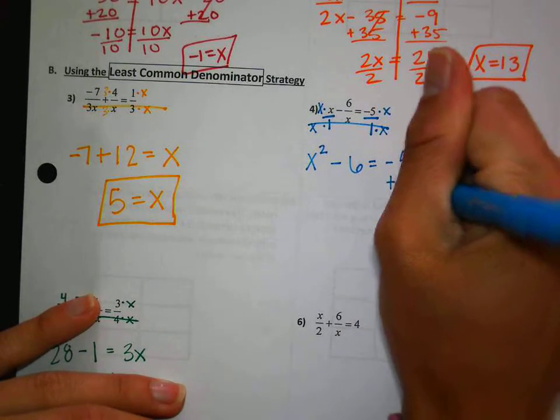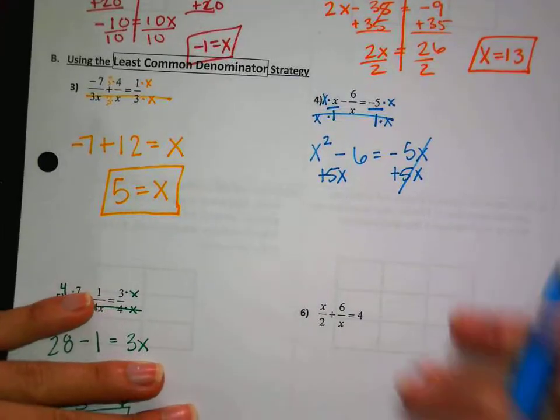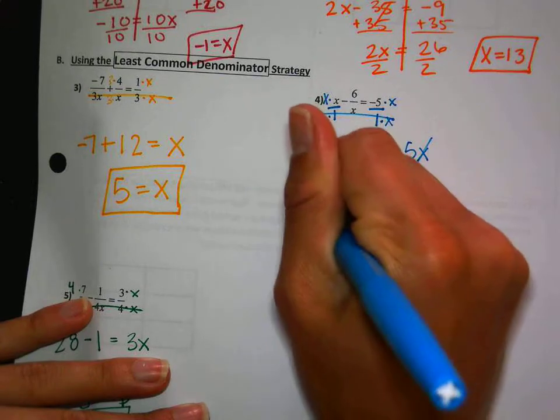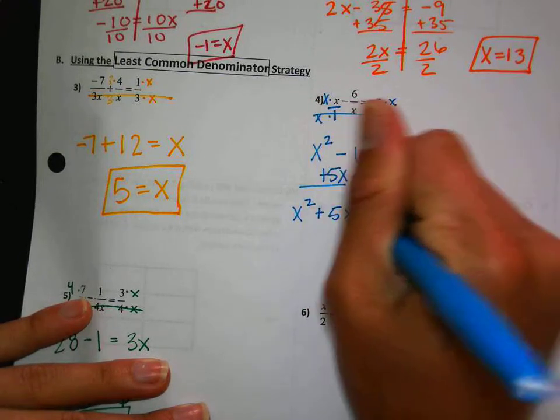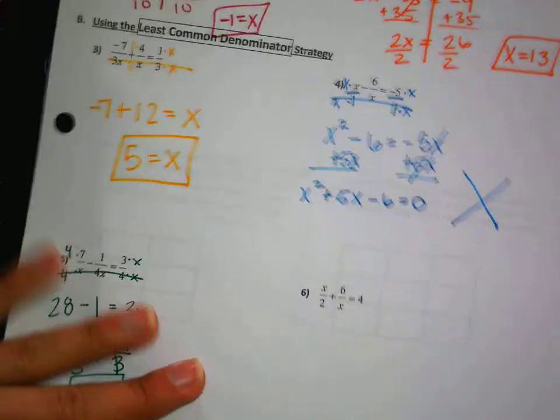So we are going to add 5x. What's this method called again? Factoring. x squared plus 5x minus 6 equals 0. And now I'm going to factor it using the x method.